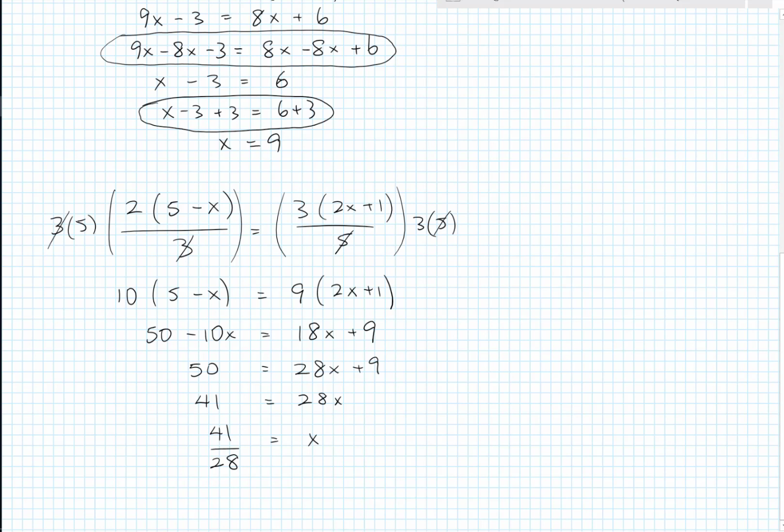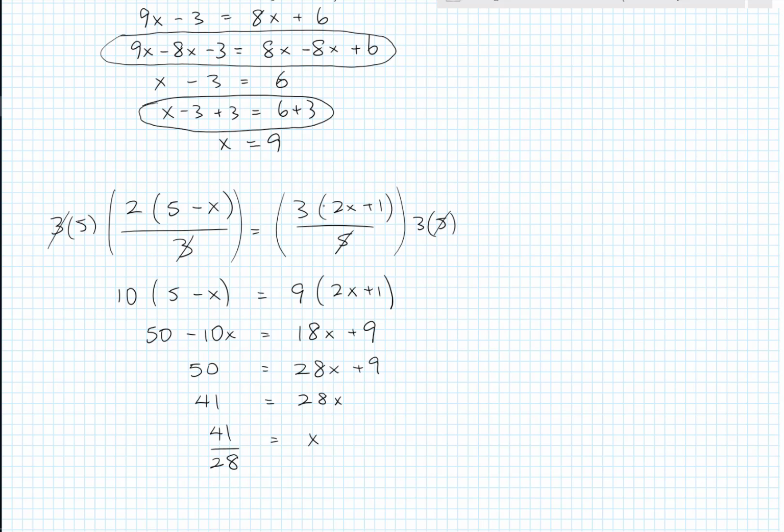This obviously is a bit more challenging to check. 41 over 28 is a fraction, can't be reduced, and it's about 1.5. You can certainly plug in 1.5 to get an idea of whether you're in the right ballpark. 5 minus 1.5 is 3.5 times 2 is 7. 7 over 3 is a bit more than 2. On the right-hand side, we have 1.5 times 2 is 3, plus 1 is 4, times 3 is 12 over 5, which is a bit more than 2. We're kind of in the right ballpark. If we got something way off, I'd want to take a closer look at it.